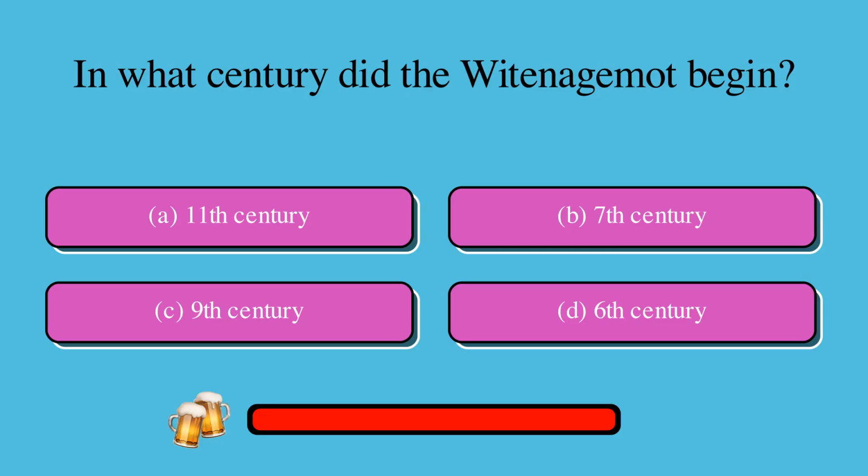In what century did the Witenagemot begin? Is it A, 11th century, B, 7th century, C, 9th century, or D, 6th century? The correct answer is B, 7th century.